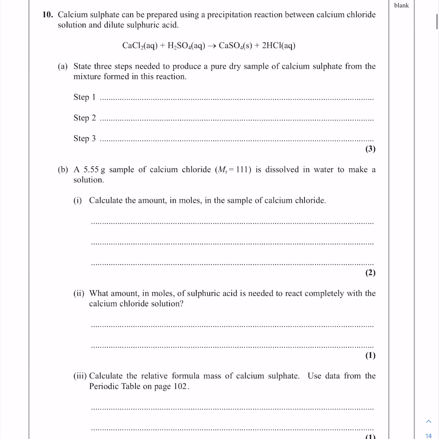Question 10. Calcium sulfate can be prepared using a precipitation reaction between calcium chloride solution and dilute sulfuric acid. وراح مديك equation calcium chloride plus sulfuric acid gives calcium sulfate plus 2 hydrochloric acid. State 3 steps needed to produce a pure dry sample of calcium sulfate from the mixture formed in this reaction.